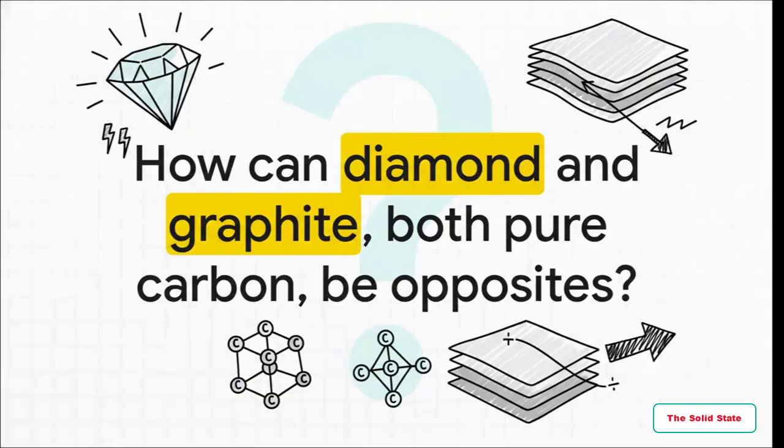How can diamond and graphite be complete opposites? I mean, think about it. Diamond is the hardest thing we know of. It's clear and it doesn't conduct electricity at all. Graphite, the stuff in your pencil, is super soft, slippery, black, and it does conduct electricity. And yet, they are both made of the exact same thing, pure carbon. Just carbon atoms. So, what gives? How is that even possible?